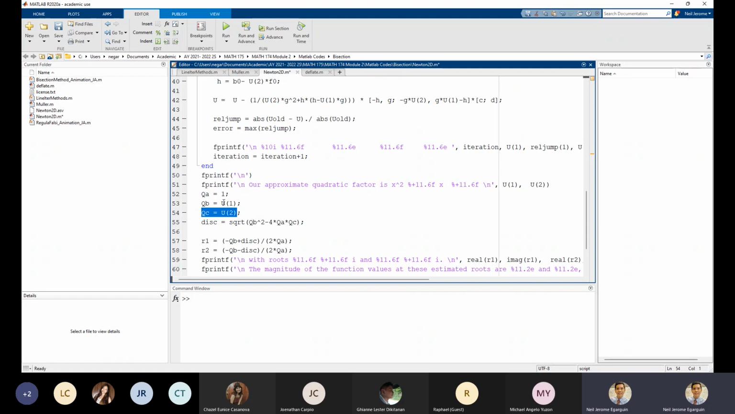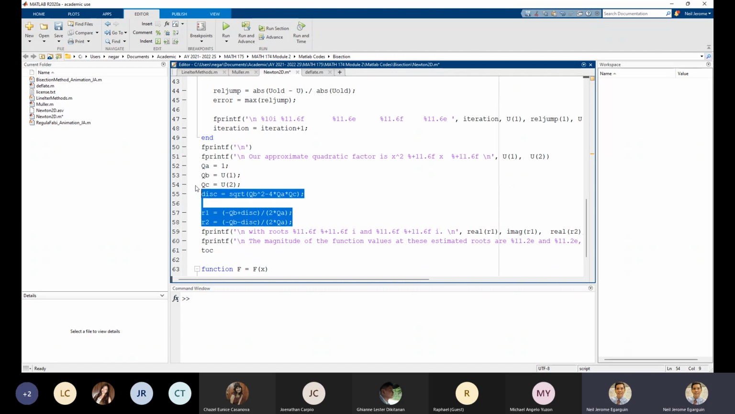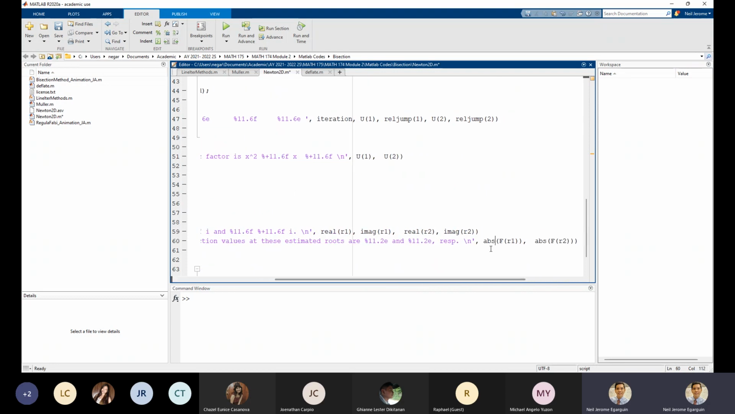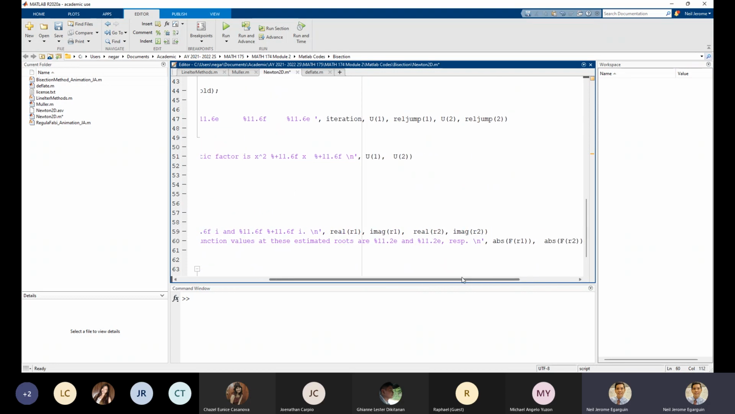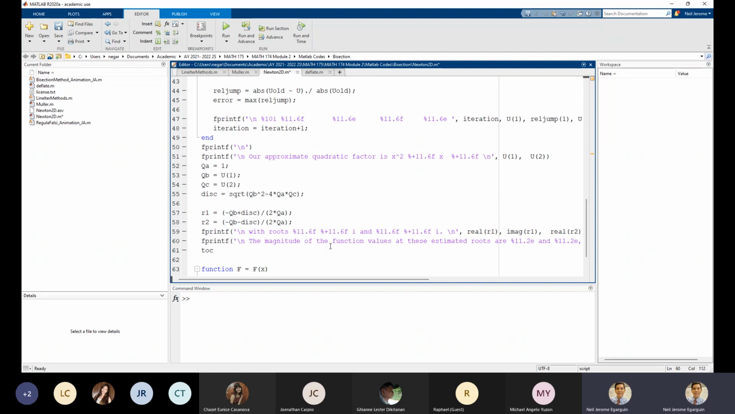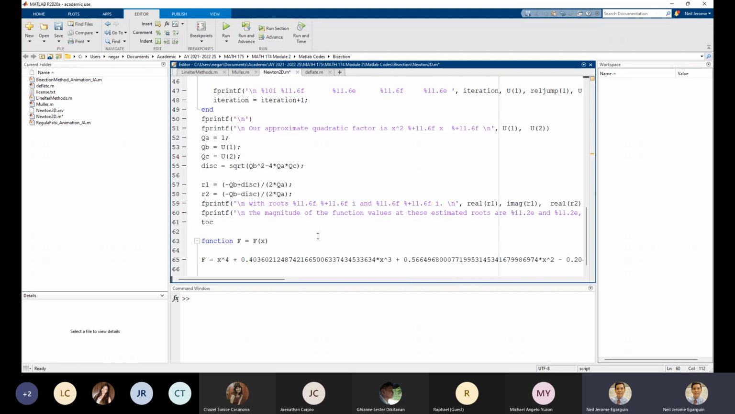But remember, our factors are of the form x squared plus ux plus v. Alright? Tapos, quadratic formula lang yan. So, makukuha ko na yung roots. Tapos, ipapakompute ko ano yung absolute value nung function value ng mga roots para ma-check na maganda yung estimate ko, and so on. Alright? And that's it. That's my code for this guy.